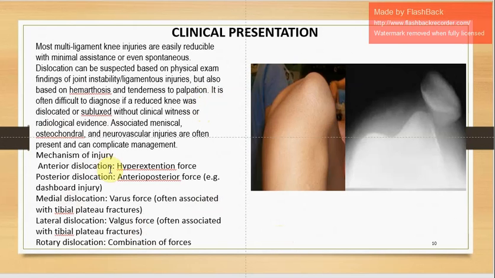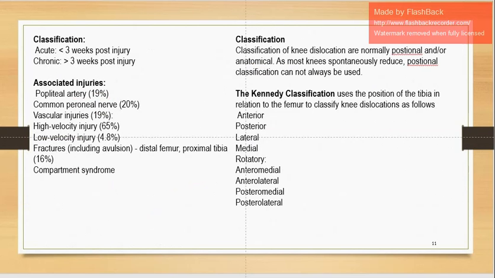The mechanisms are mainly: anterior dislocation is hyperextension force, posterior dislocation is anterior posterior force, example dashboard injury. Then medial dislocation, varus force, lateral, valgus force, and there is a combination called the rotatory force.